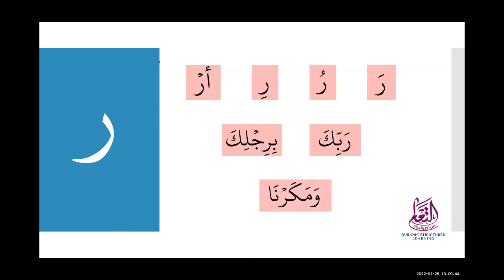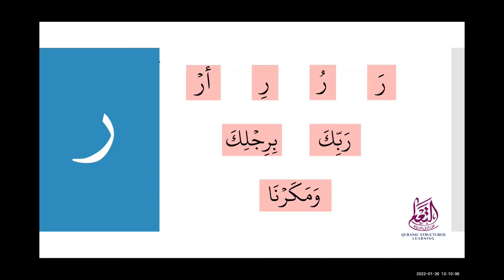Okay, and then finally we have the sakin ra. Now, in this particular example, the ra is heavy. There are times when the ra is sakin and it will be light, but we will not be covering that today. Today we're looking at the ra when it's heavy and sakin. So here we say wa makarna. The ra is heavy. Wa makarna.